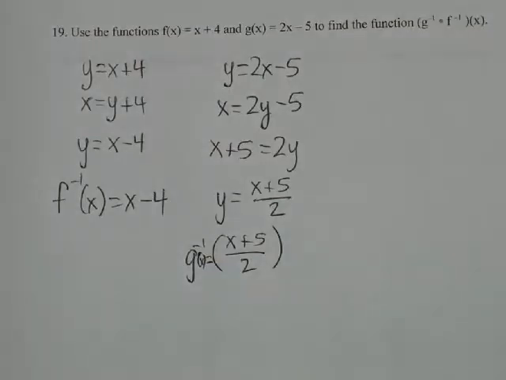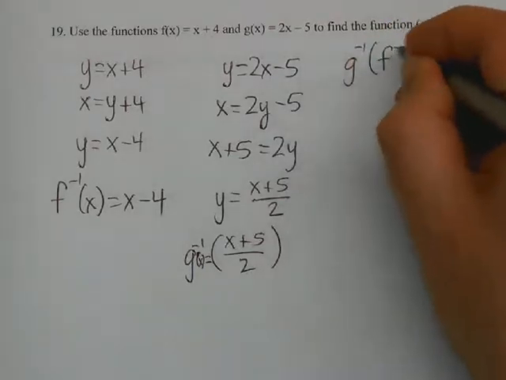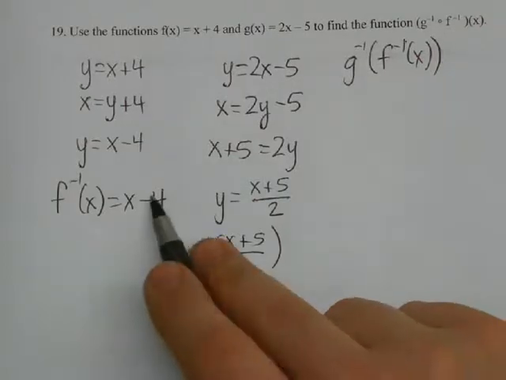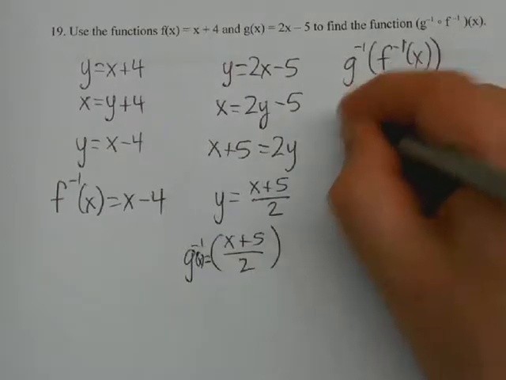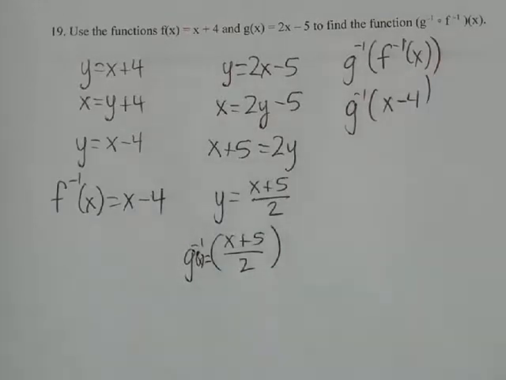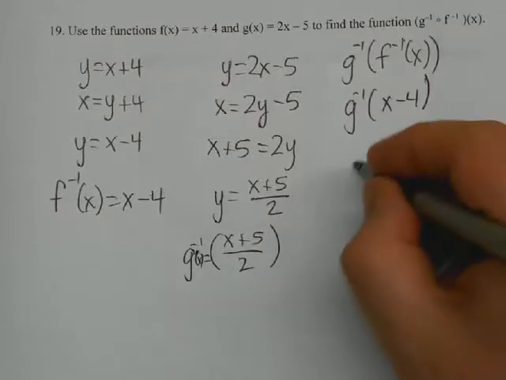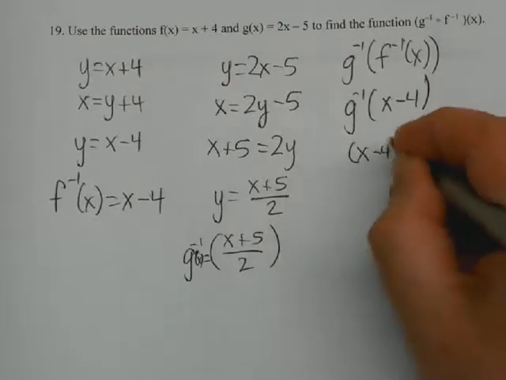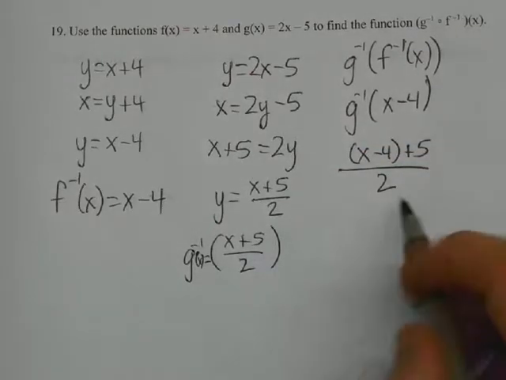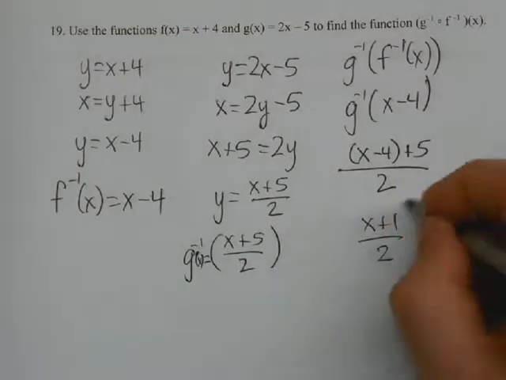So then, to find the composition, which is G inverse of F inverse, we'll take our F inverse function and we'll plug it into G inverse. So, combining like terms, we get x plus 1 over 2. And that's our answer.